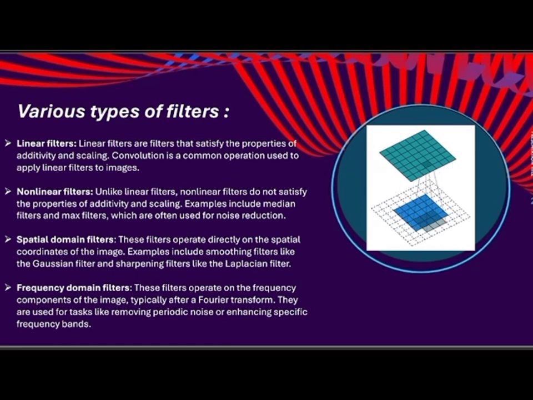The third one is spatial domain filters. These filters operate directly on the spatial coordinates. For example, smoothing filters like the Gaussian filter and sharpening filters like the Laplacian filter. The fourth one is frequency domain filters. These filters operate on the frequency components of the image, typically after a Fourier transform. They are used for tasks like removing periodic noise or enhancing specific frequency bands.